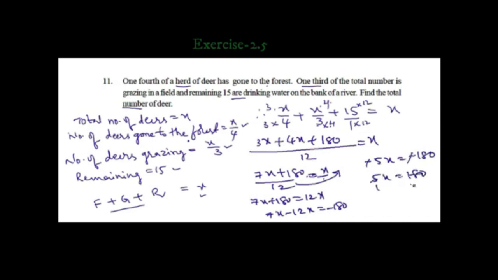Then 5 times 6 is 30, we are getting. Therefore x is equal to 36. So therefore the total number of deer is 36.